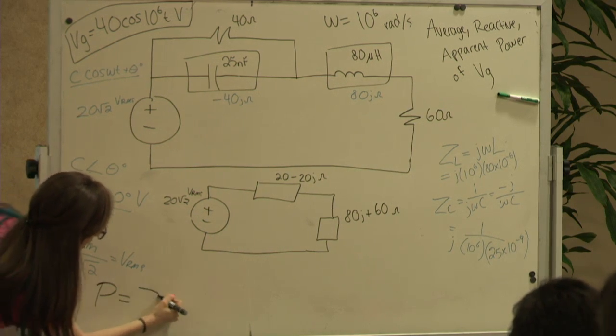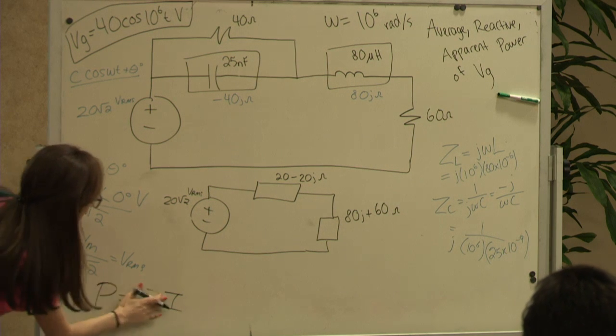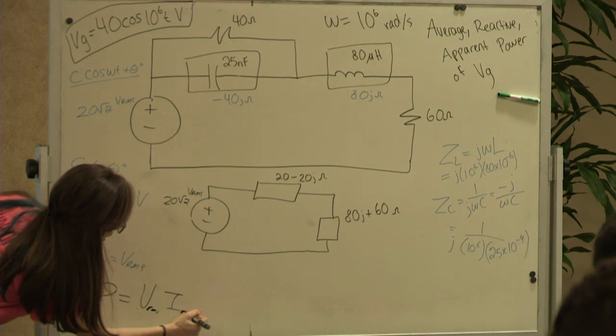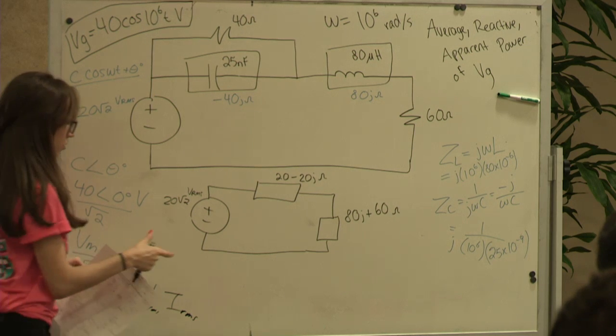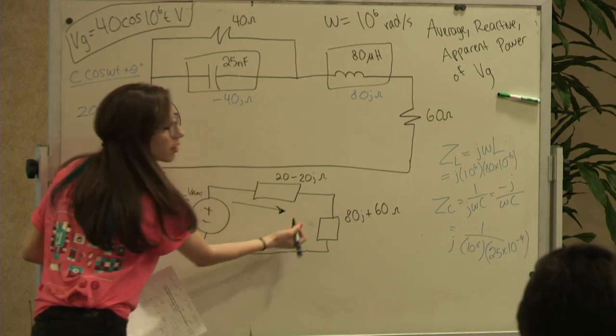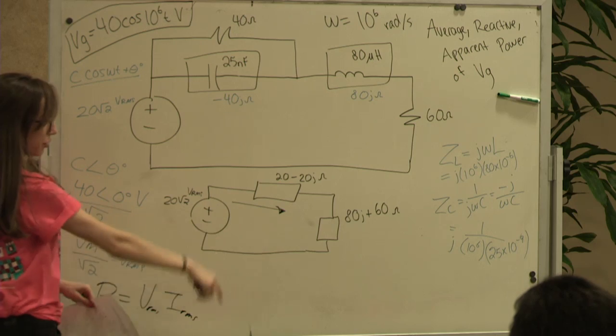P equals ZI. Oh, wait, do I have that wrong? Sorry, P equals VI, my bad. It is still P equals VI, VRMS and IRMS. So we need this current, right? Because this current times this voltage will give us our power.